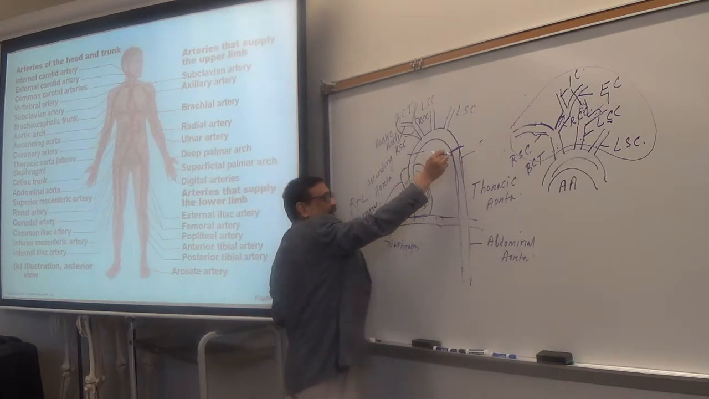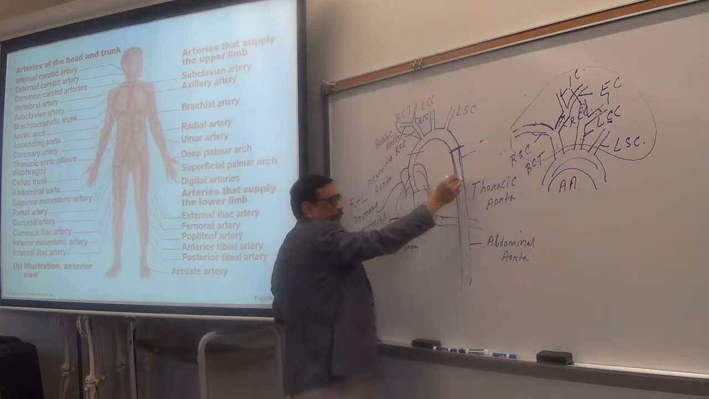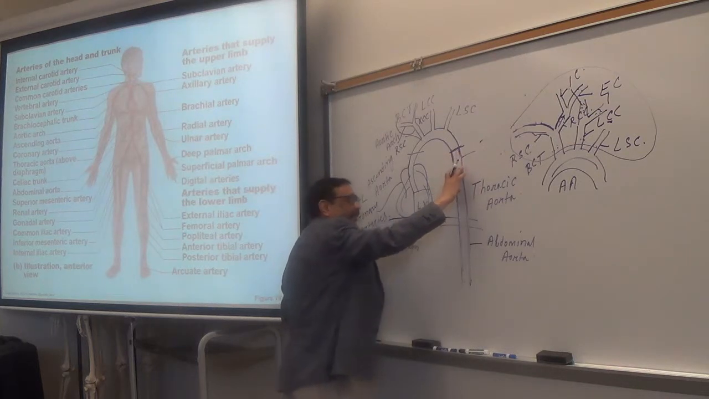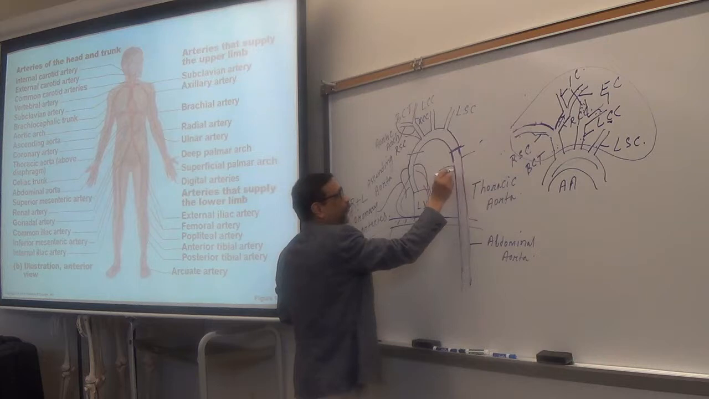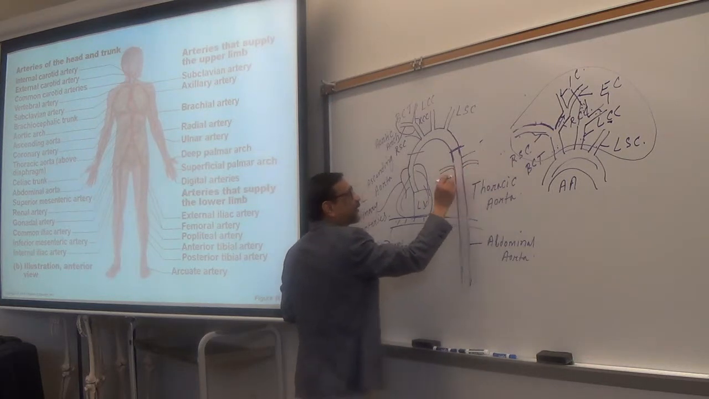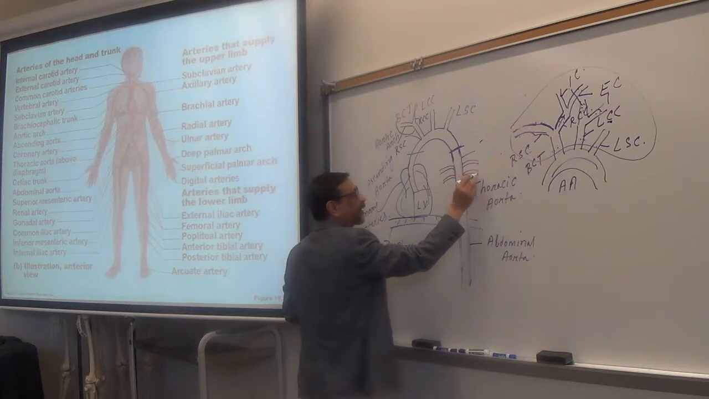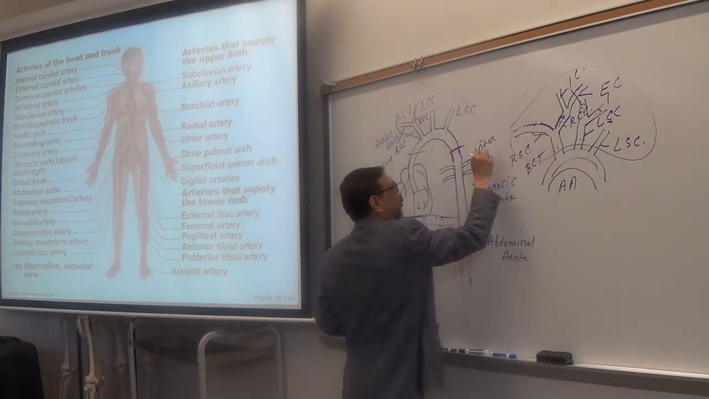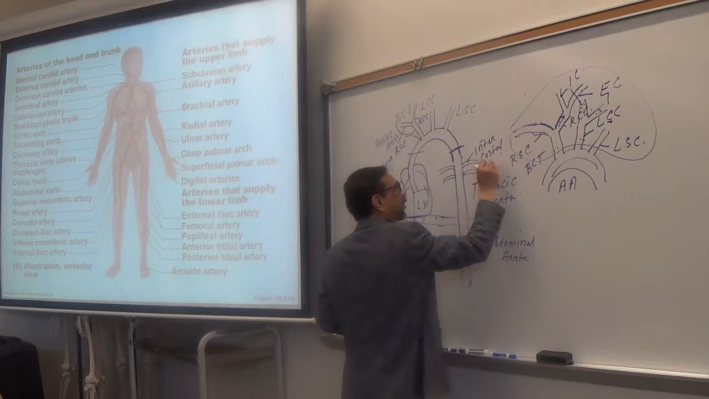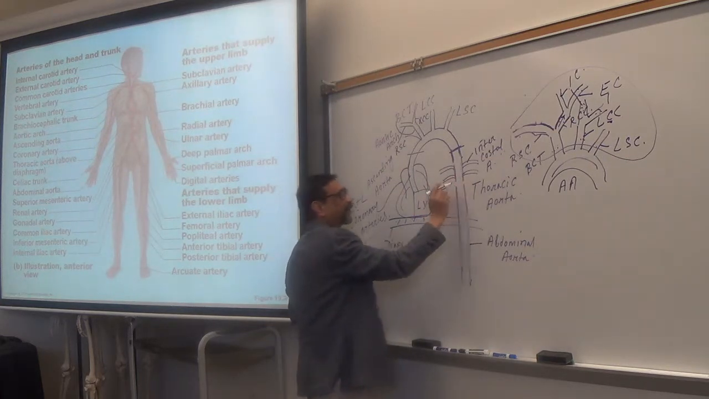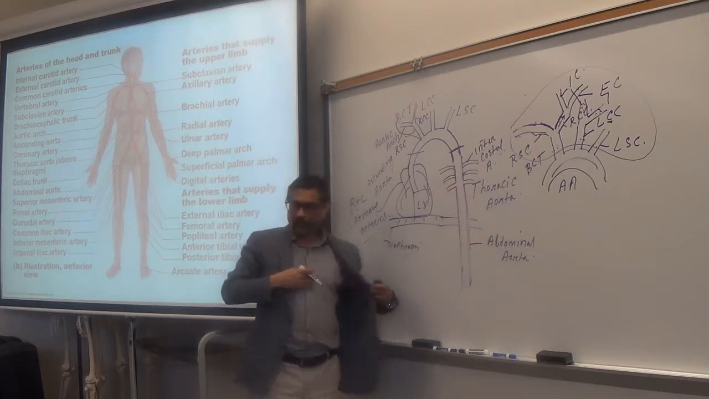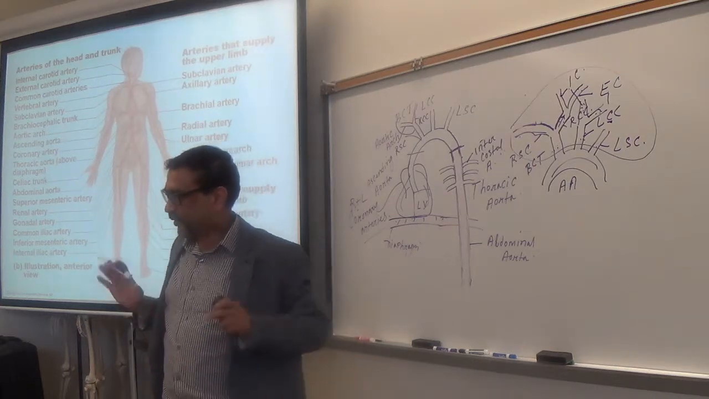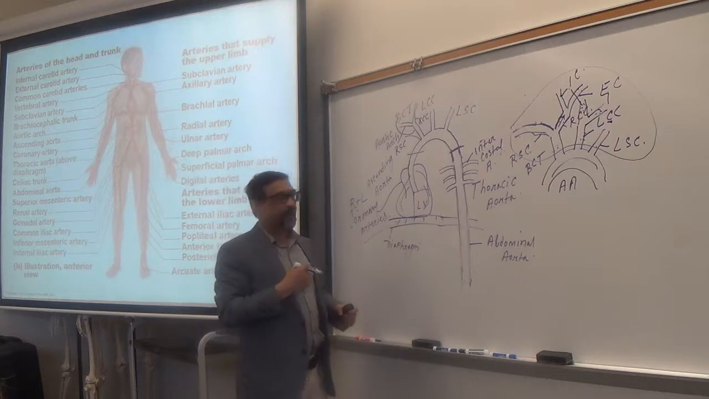Then descending aorta, thoracic part, thoracic aorta. This part doesn't have many branches. Important branches are from here, intercostal, in between the ribs. These branches are called intercostal arteries. Okay? A number of intercostal arteries arise and go to the areas between the ribs like this. Intercostal is in between the ribs. Make sense? From this thoracic part.